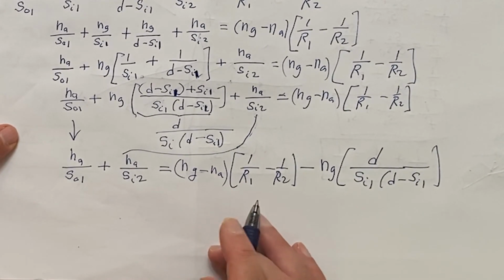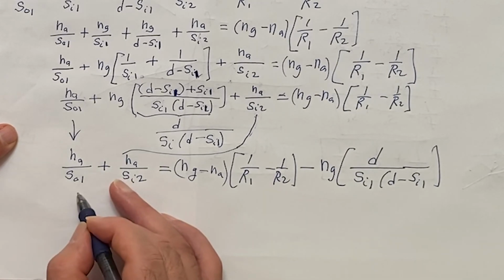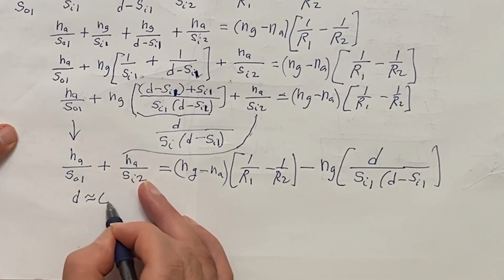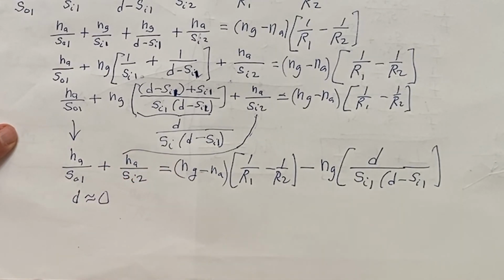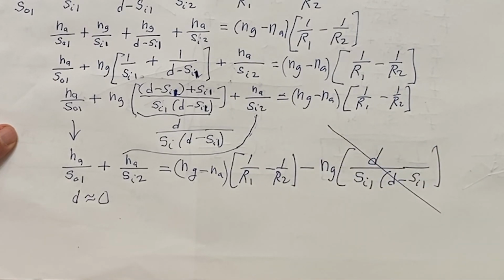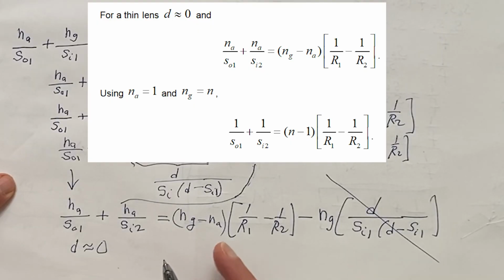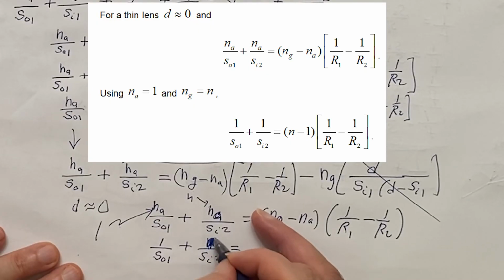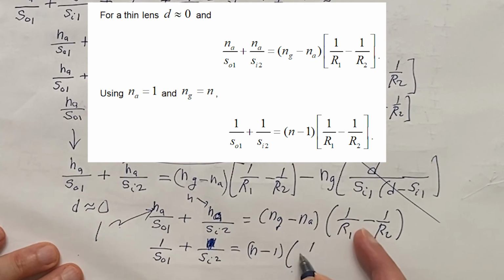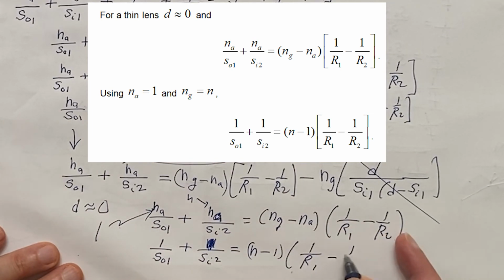And then if we go to a thin lens, then that D, which is the thickness, is going to go to 0. We'll handle thickness in another class. So that means this thing is gone. This is very good. Very nice. N minus 1, 1 over R1, minus 1 over R2.